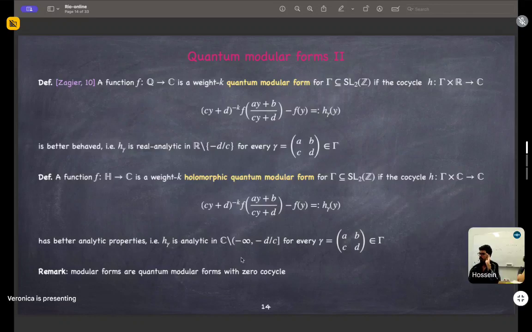Now, I have a question. Yes, sir? Just as a curiosity, E2 would be an example of a holomorphic quantum modular form? Yeah, exactly. Yes.